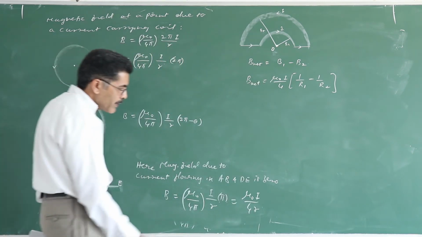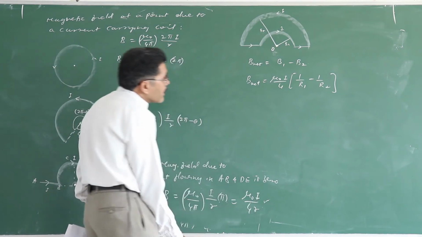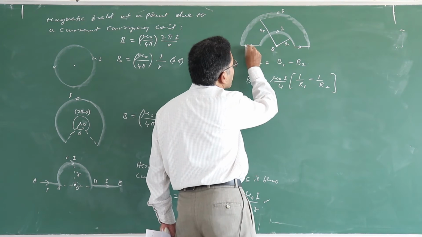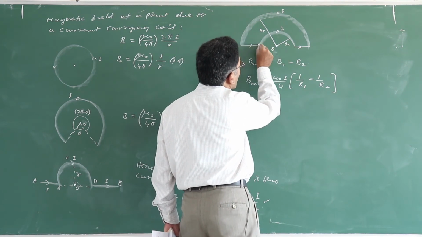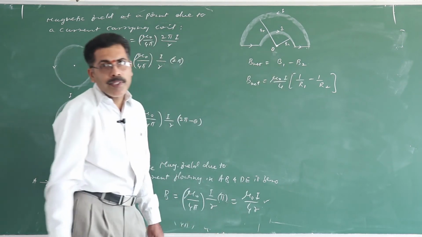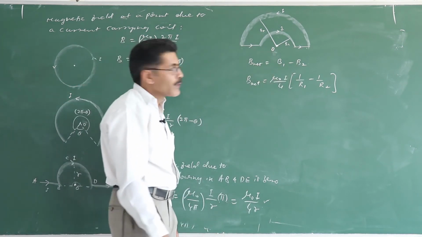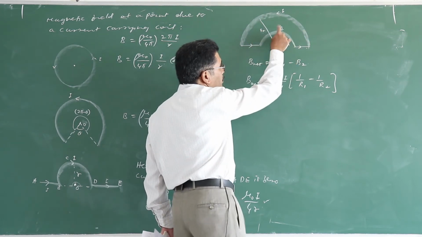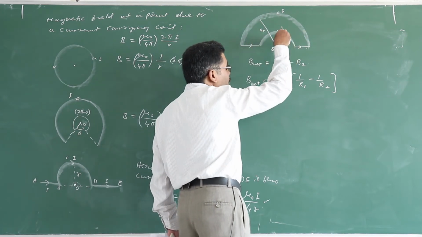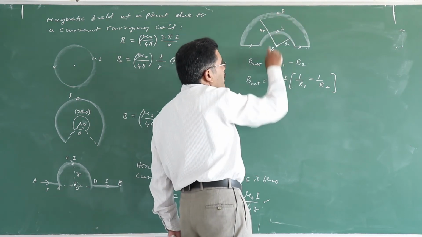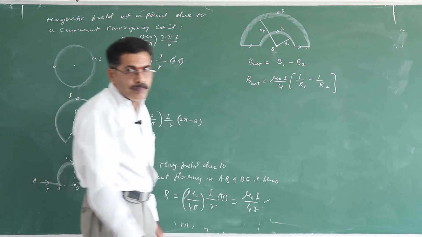See, I am just using this relation. See, current flowing through these two segments here is 0 because they lie along the axis. Therefore, I am not considering this part and this part for contribution to magnetic field because they are lying on the axis. You must take only the semicircular path. Here magnetic field into the board. Here magnetic field towards you. See, therefore, net magnetic field is B1 minus B2.